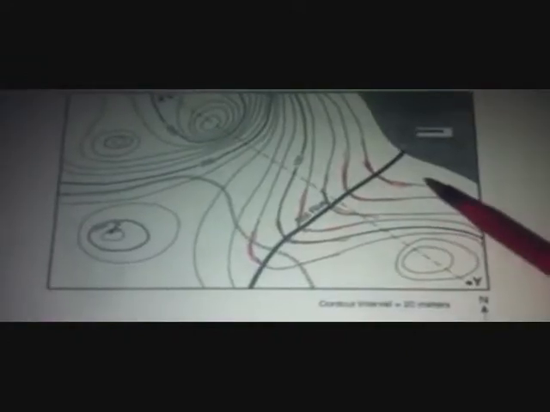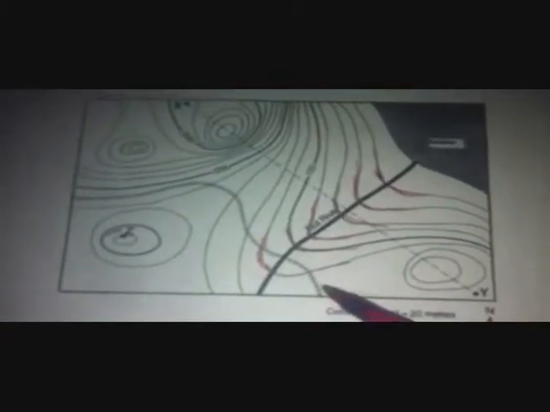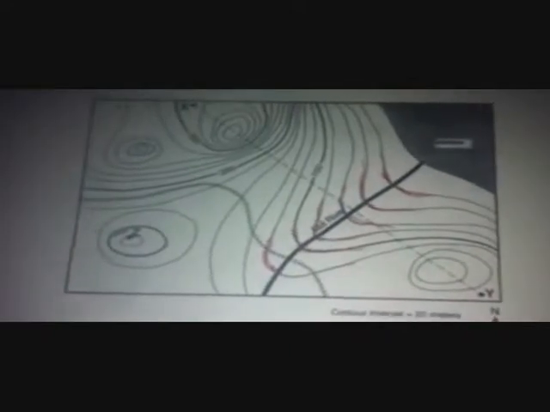Anytime you see a map where we have contours, here I've highlighted where the contour lines are bending in the opposite direction, or upstream. So again, be aware when you see this.